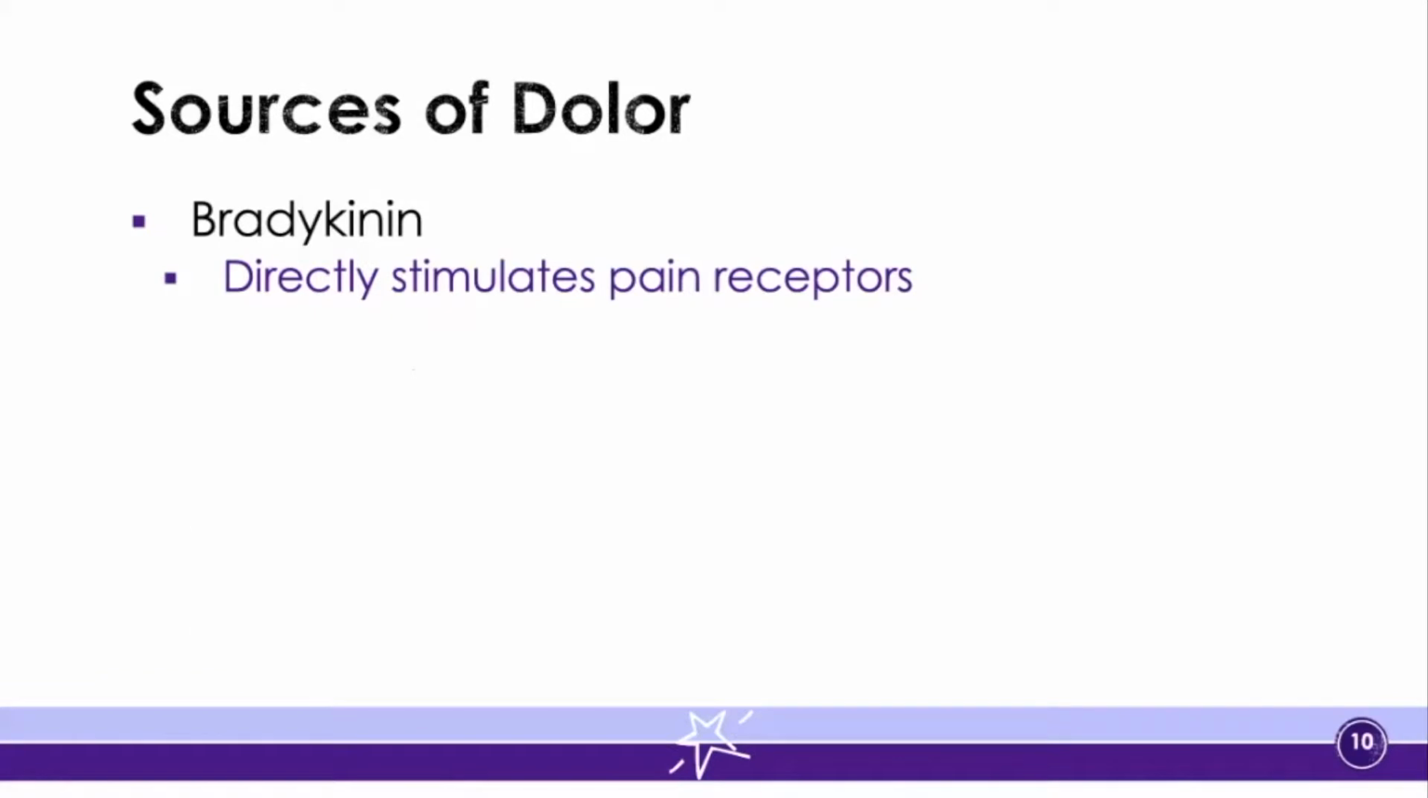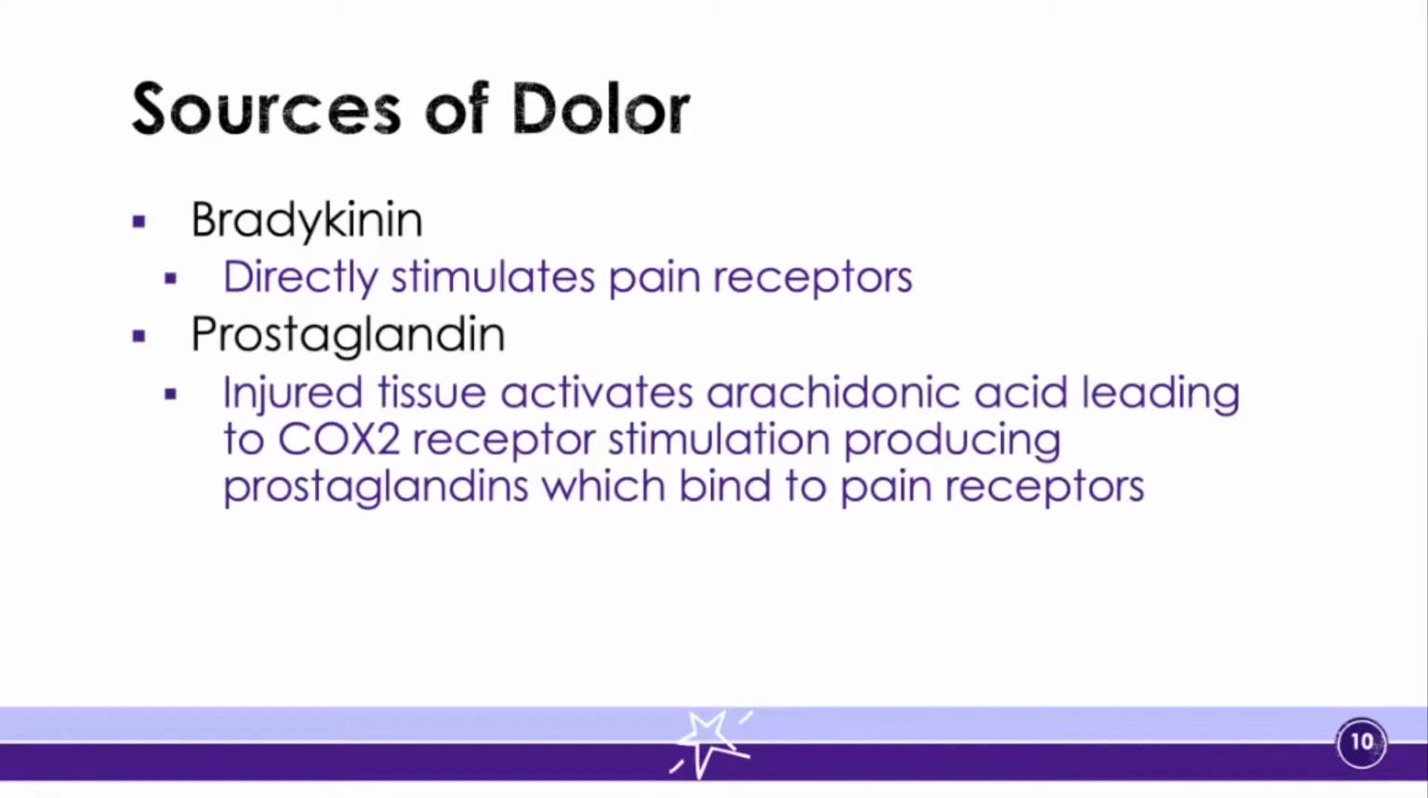Now, pain. What are we experiencing our pain from? What we've already noticed is that we do have that release of bradykinin, which does stimulate the pain receptors directly. Besides bradykinin, we also have a release of prostaglandins in the area. Our injured tissue will activate arachidonic acid, which leads to receptors called COX-2 receptors being activated, and that will lead towards the production of the prostaglandins, which then bind to our pain receptors. What's interesting is that COX-2 is stimulated in order to produce this prostaglandin.